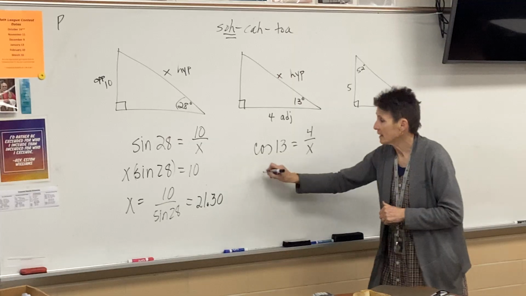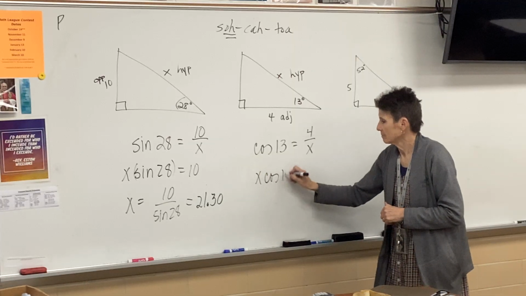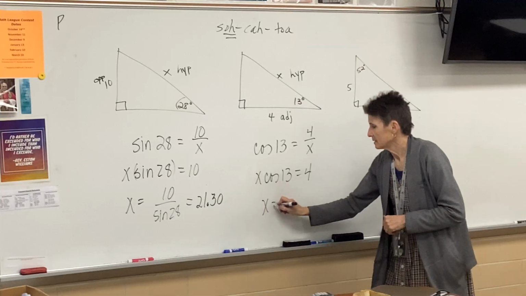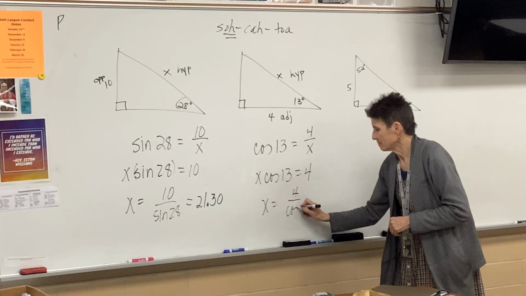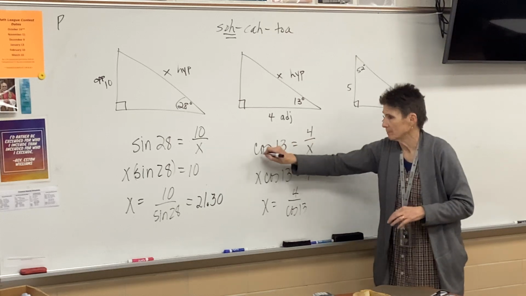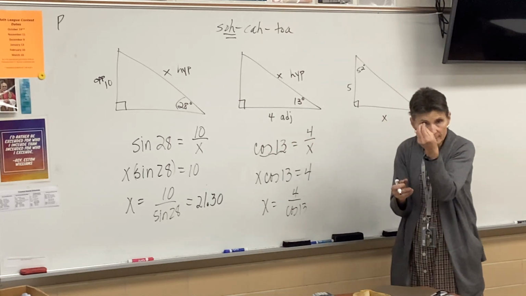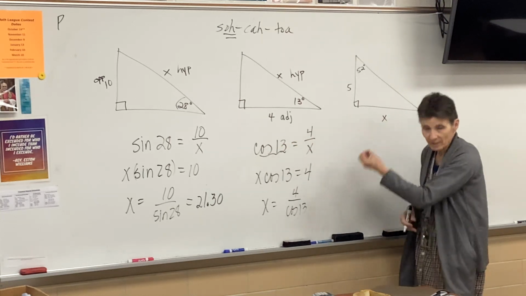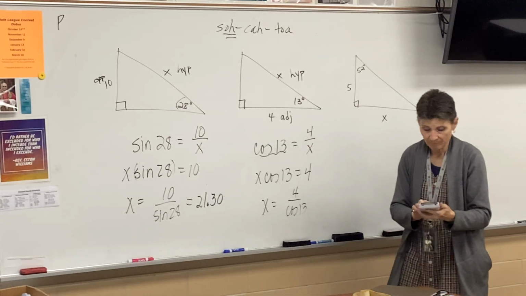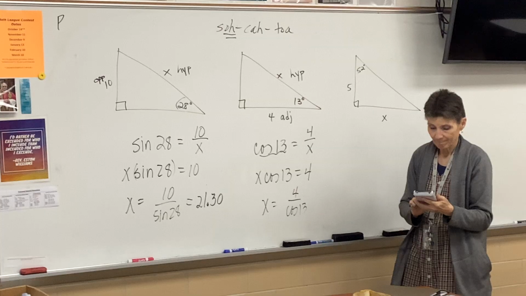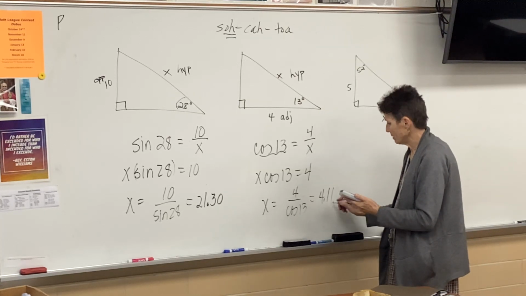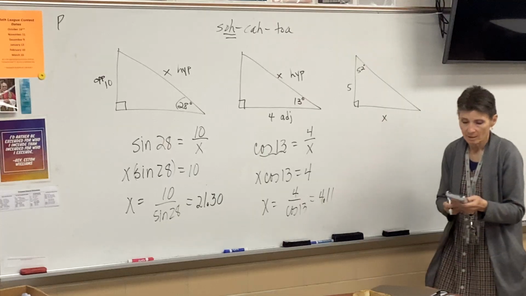I'll times by x and divide by cosine 13. Cosine and 13 are attached. Okay, they're hooked. So the whole thing becomes 4 divided by cosine 13. And our answer is 4.11. If I round to the hundredth, 4.11.